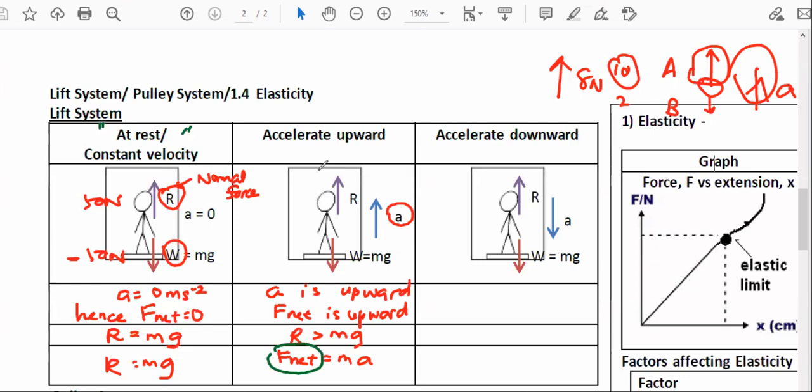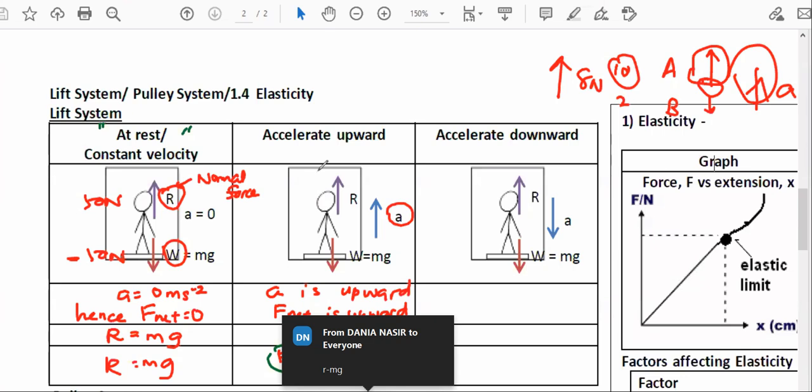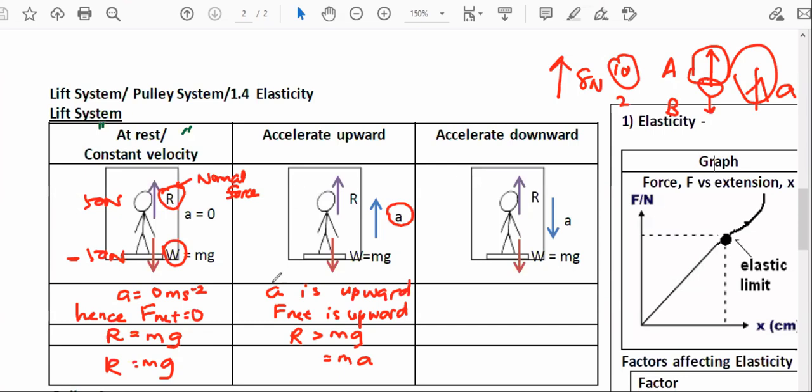Anyone have any idea? Yeah, you should use the bigger one. R is bigger, correct or not? So therefore, I should straight away use this one. R, you all told me one, correct? R minus mg equals MA. So therefore, R equals what? Mg plus MA. So generally, when you press upwards, you will find yourself heavier.